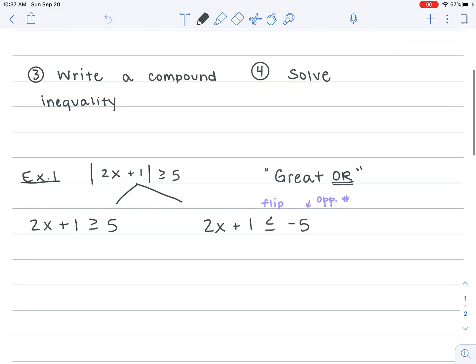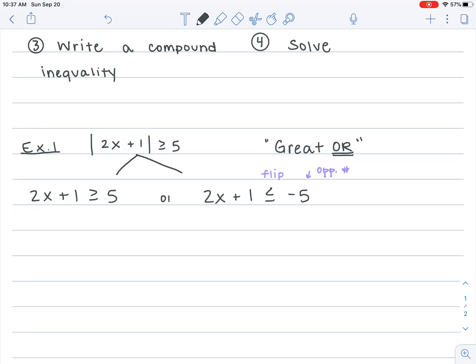From here, we're going to solve both of these. And remember, this is an or problem. So the first one, I would subtract the 1 over. So I have 2x is greater than or equal to 4. Divide by 2, and I get x is greater than or equal to 2. Over here, I'm going to subtract 1. So I have 2x is less than or equal to -6. I'm going to divide by 2, and I have x is less than or equal to -3. Now that I have those, I'm going to use my number line to help me figure out where I'm shading.